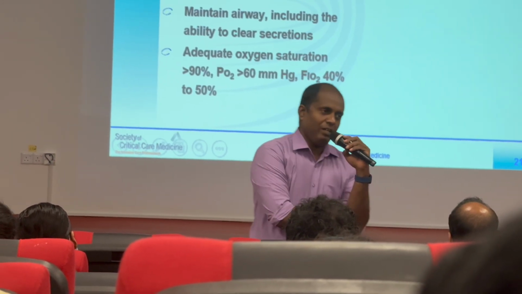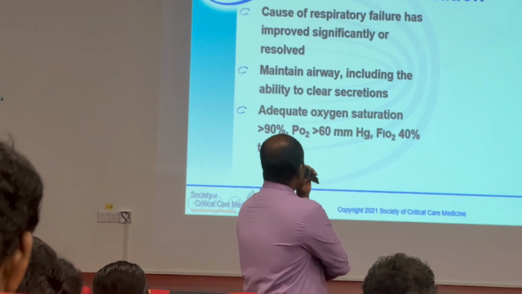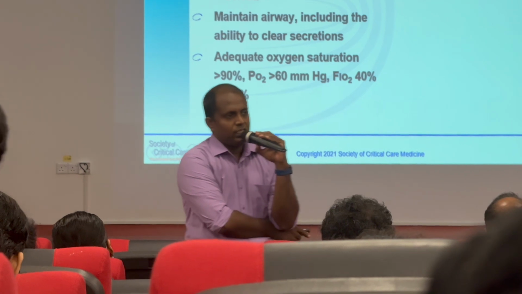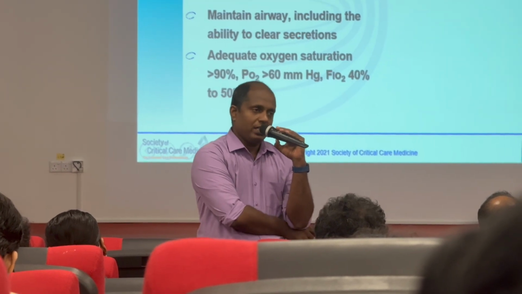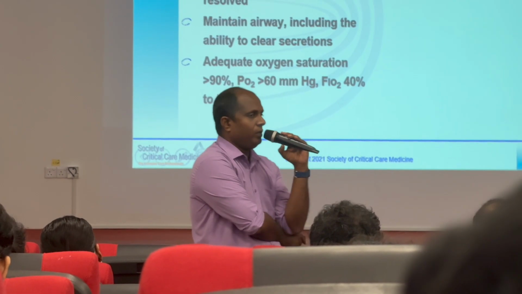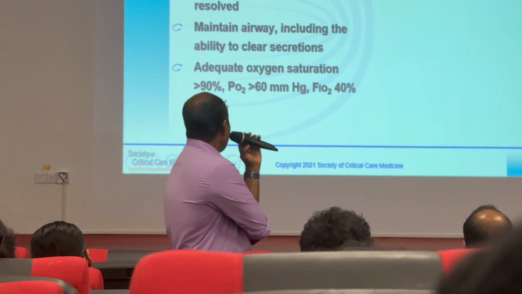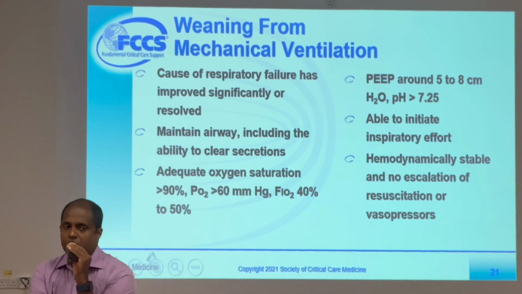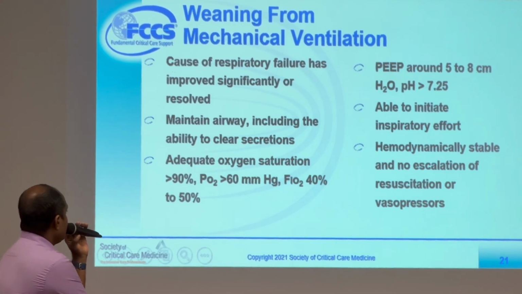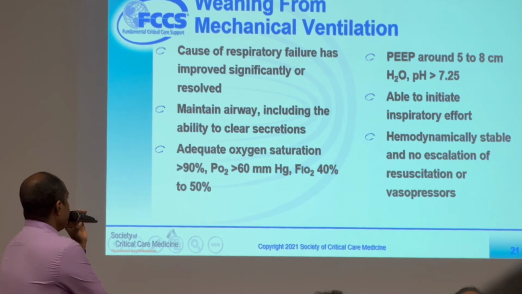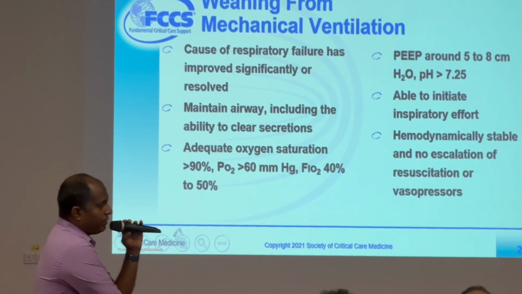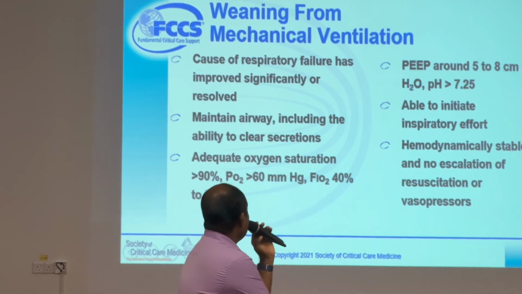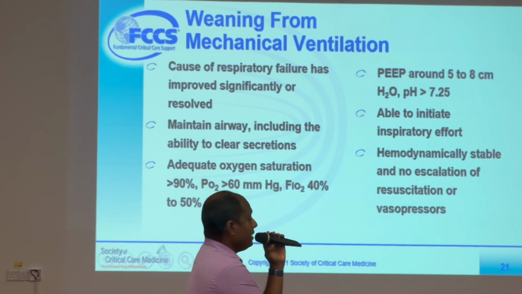That's the most of the time I usually told that one. Then the second one is, is the patient able to adequately oxygenate? If the patient's saturation is more than 90 with the minimum oxygen support, then you can think about weaning. Patient on minimum PEEP support. Other one is initiate inspiratory effort. The last one is really important: is not on much hemodynamic support.